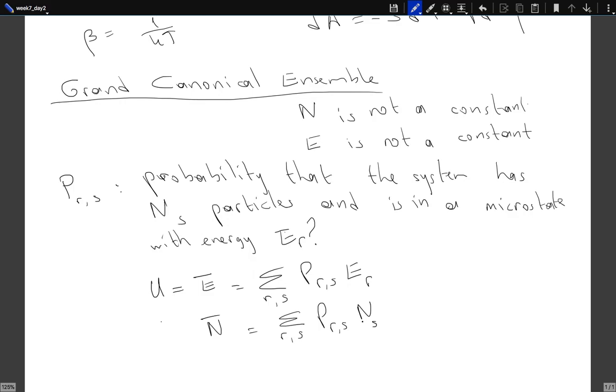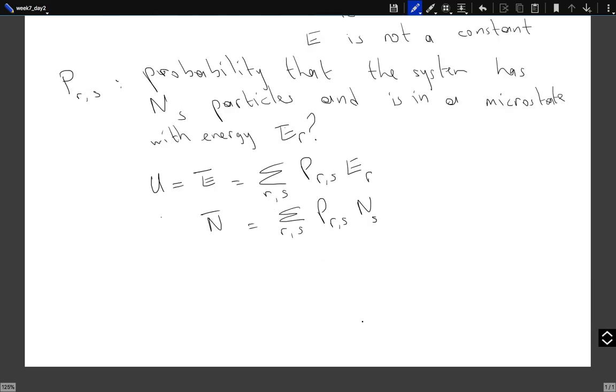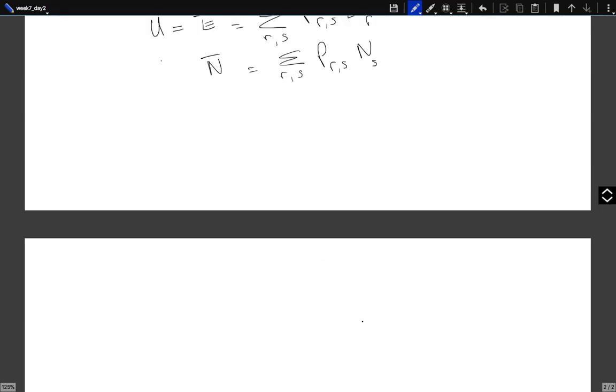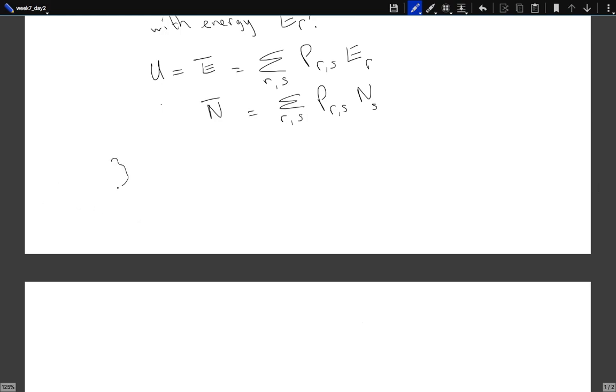Again, as in the canonical case, we can make several approaches to calculate this probability. One is just to use the concepts of the microcanonical ensemble. You see, this is my system, let's say in contact with a heat reservoir and a particle reservoir. But if I imagine the whole system, my system plus the heat and the particle reservoirs, this is an isolated system. So for this system, I can use the microcanonical ensemble.